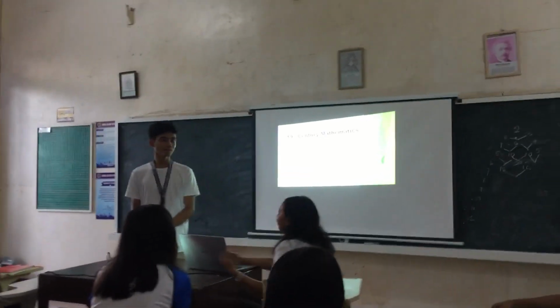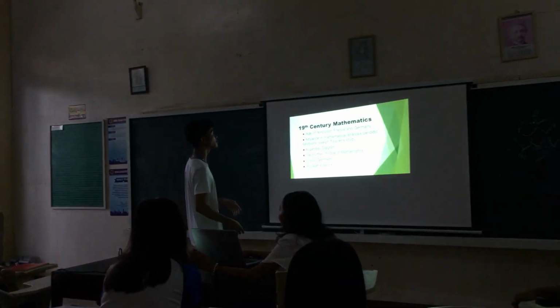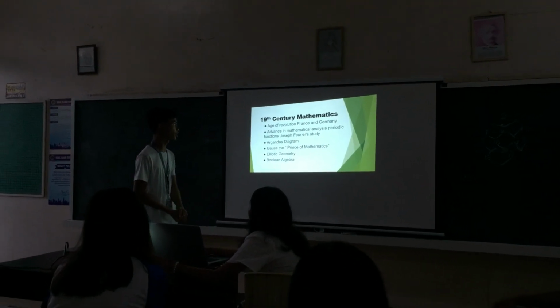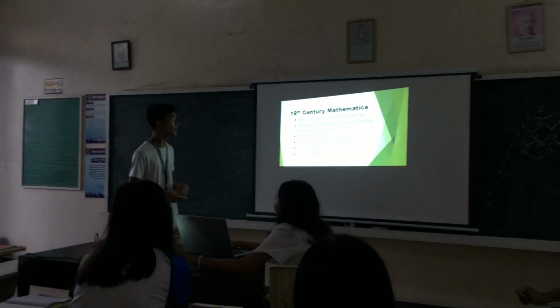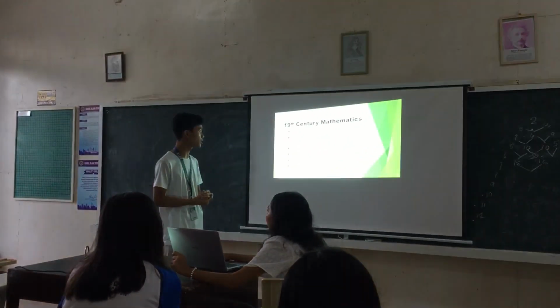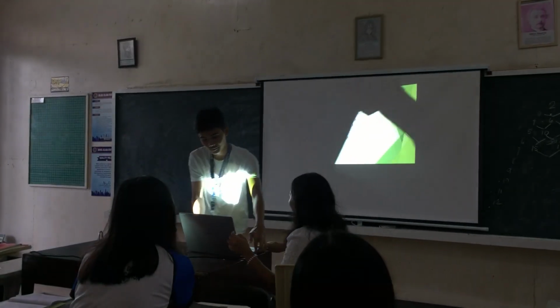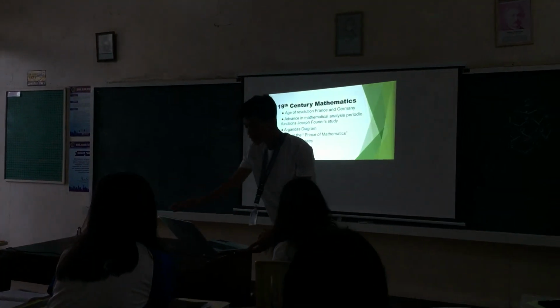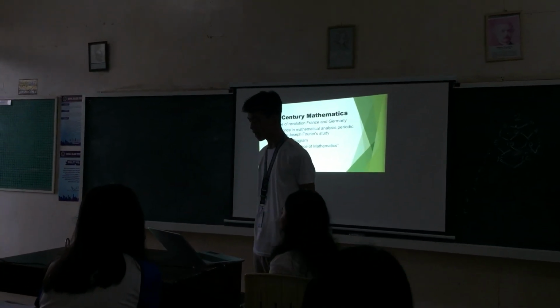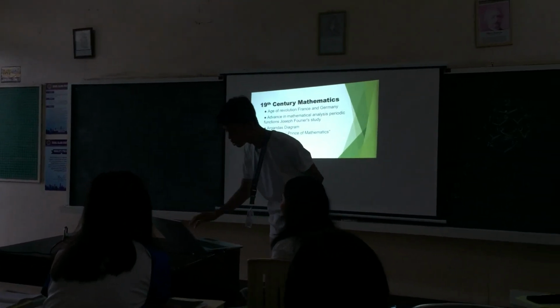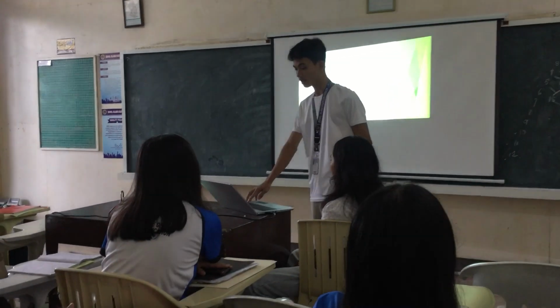So here in the 19th century of mathematics, first is the age of the revolution of France and Germany. Second, the advance in mathematical analysis, periodic functions, Joseph Fourier's study. Next is the Argand diagram. Next is the Gauss principle of mathematics. And next, the elliptic geometry and the Boolean geometry.